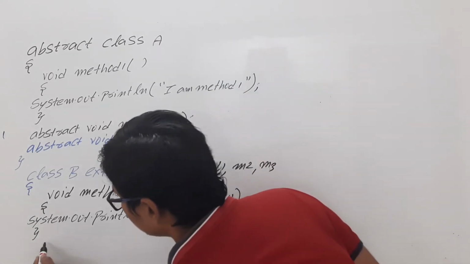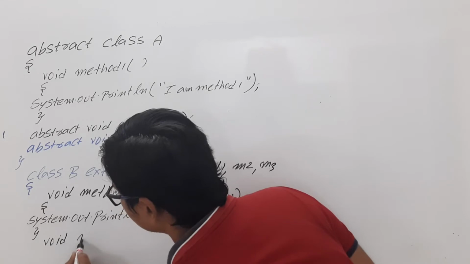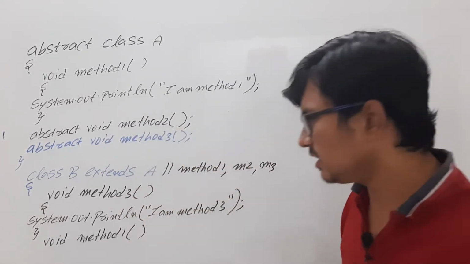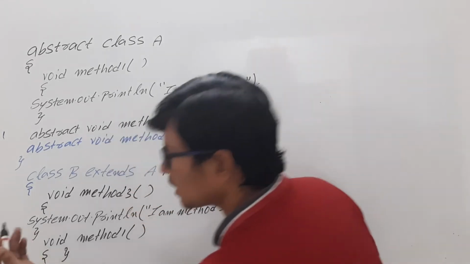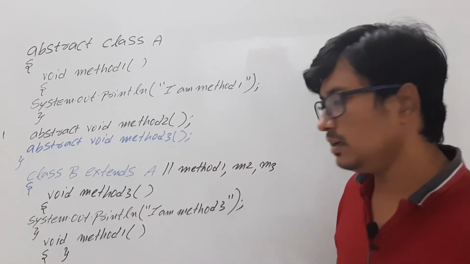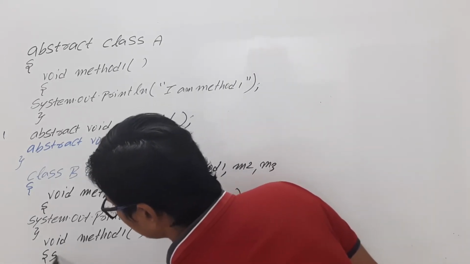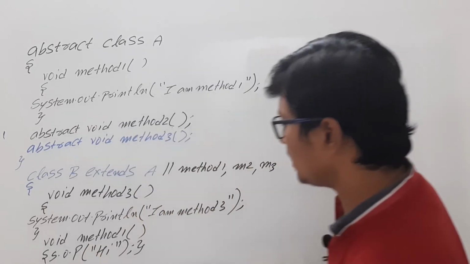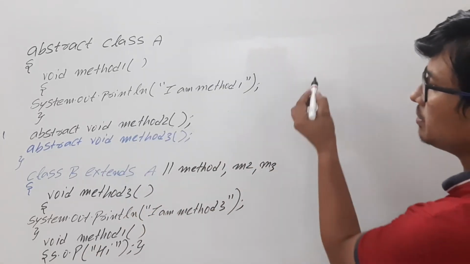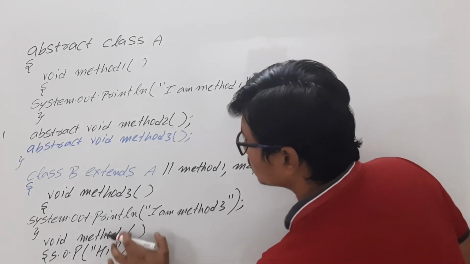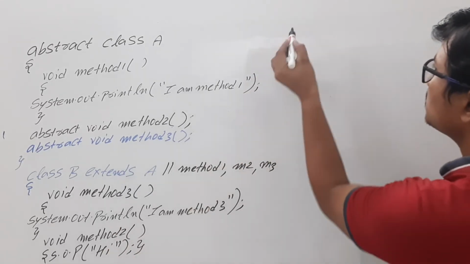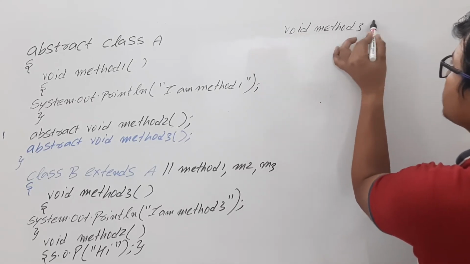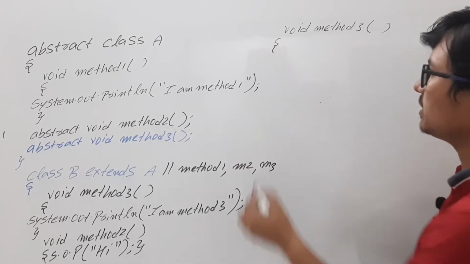Now what I will do is write void method 2. Even if you don't want to write anything, you can open the curly braces and close the curly braces. Or if you want to write something, like system.out.println hi, you please do it. Similarly, let me provide the implementation for method 3. I will write void method 3, and I need to provide the implementation.